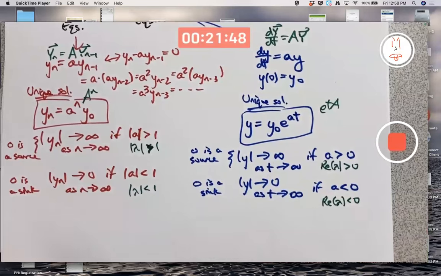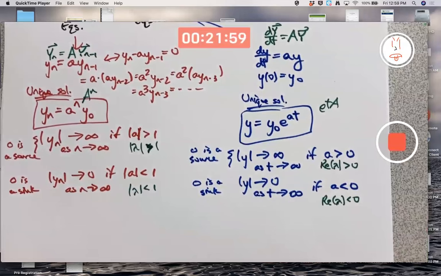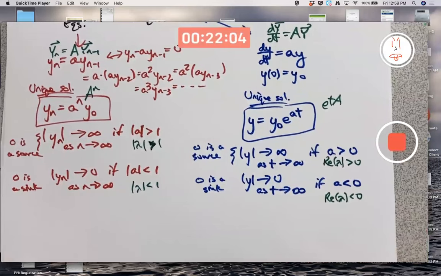In the 2-dimensional case, if it's a purely imaginary eigenvalue, you get a center. If it's a 0 eigenvalue, you get infinitely many equilibrium points. You get a line of equilibrium points, typically. In higher dimensions, even weirder things can happen, but we don't really get into that.